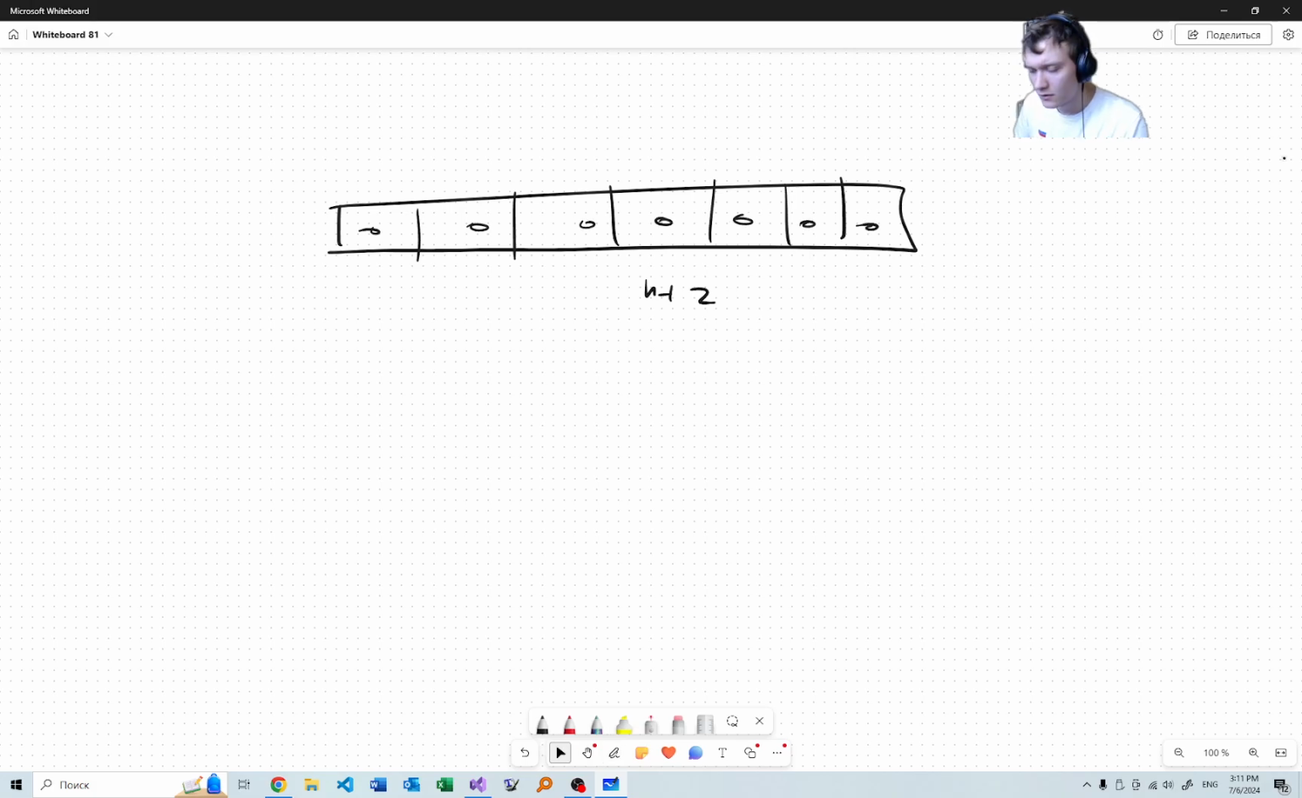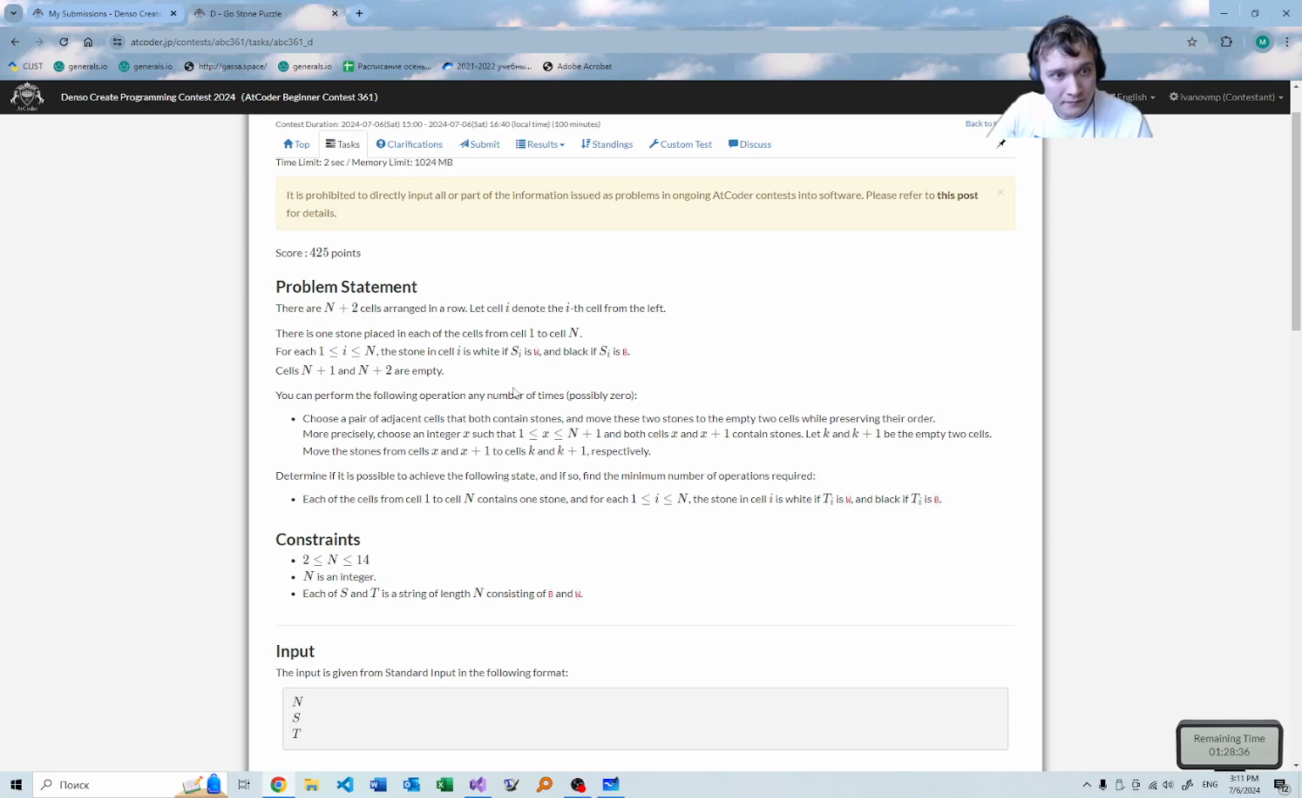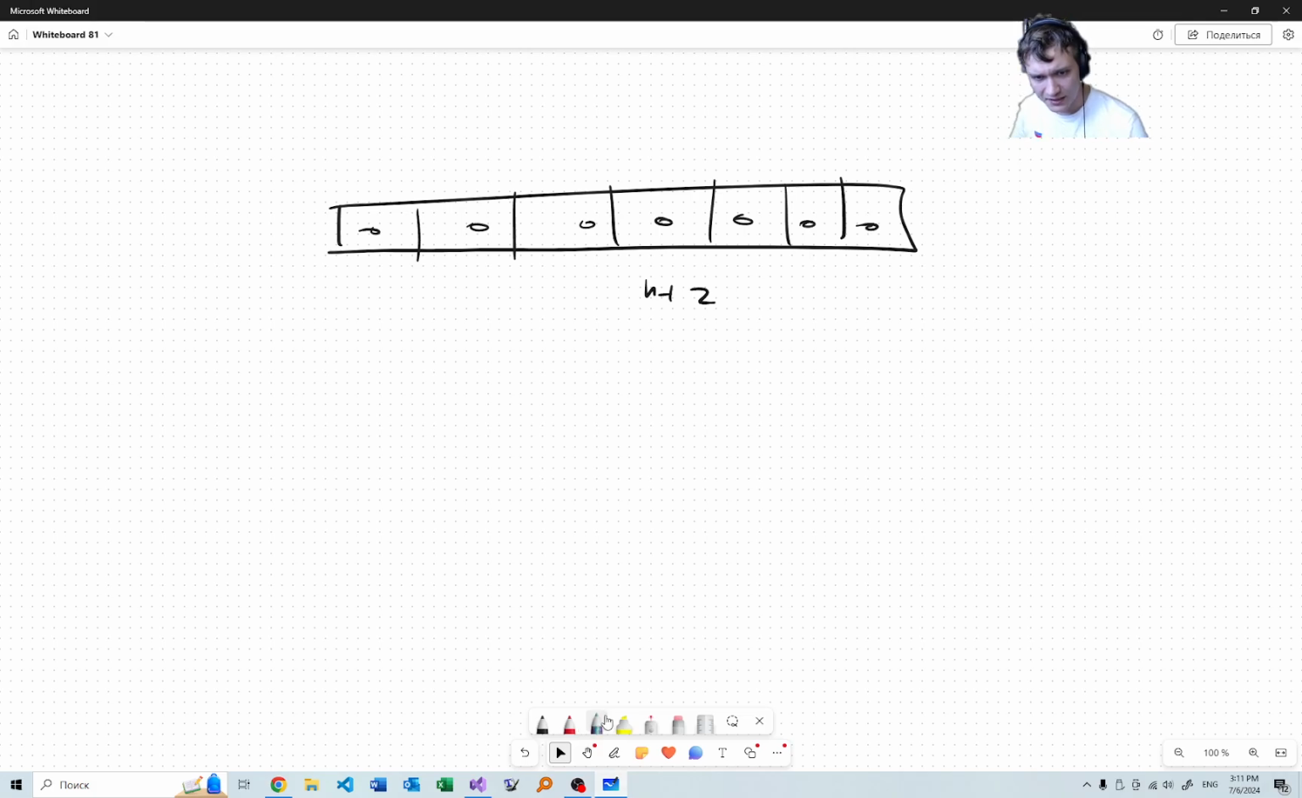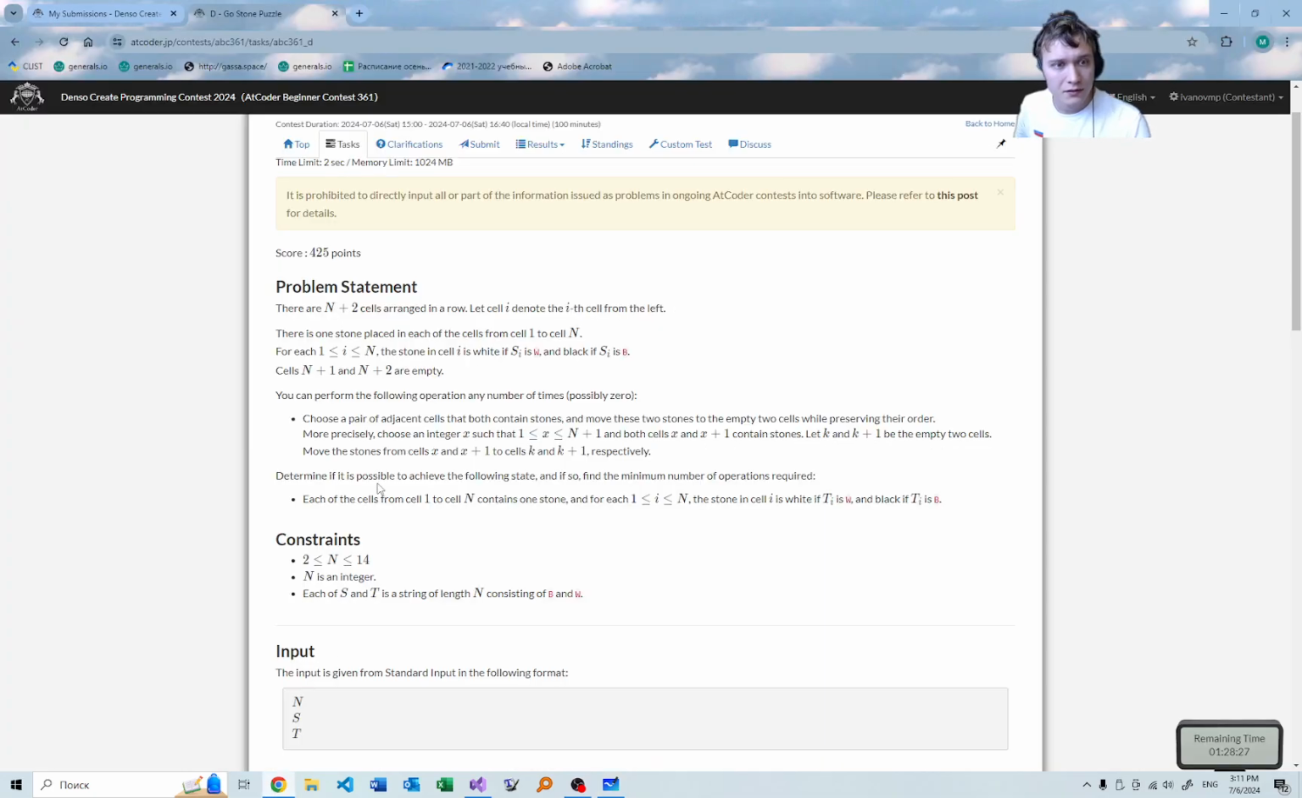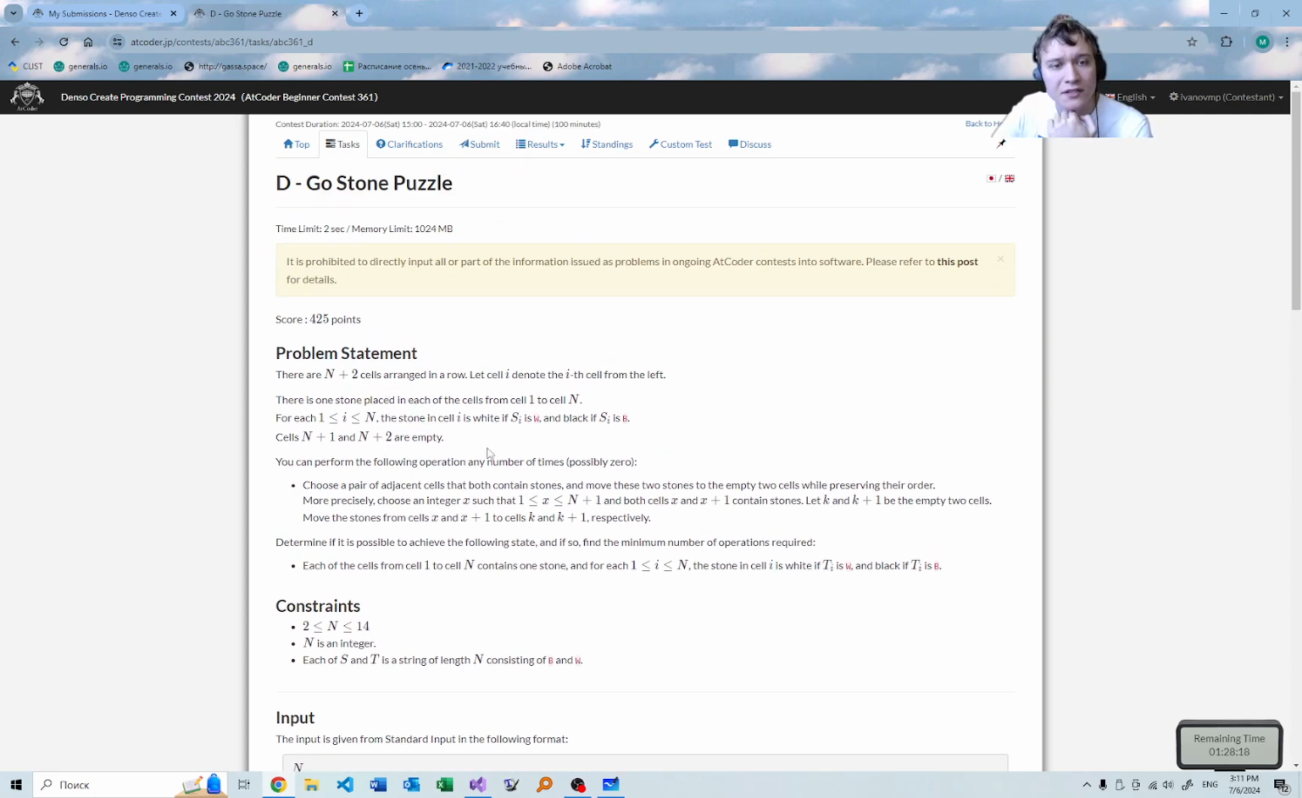Let's see what next. For each from cell 1 to cell n. Yeah, so nothing here and here. Also there is a string, and we have initial colors of stones. So we can choose a pair of adjacent cells that both contain stones and move these two stones to the empty two cells while preserving their order.